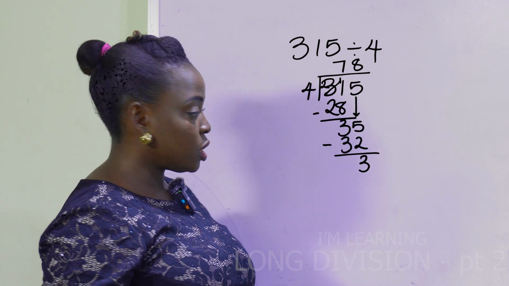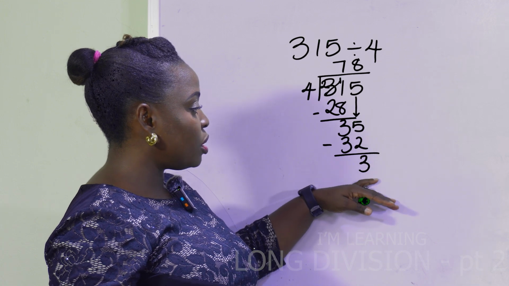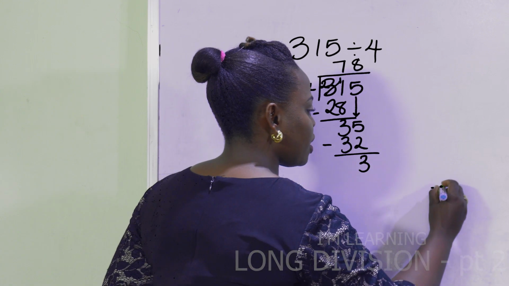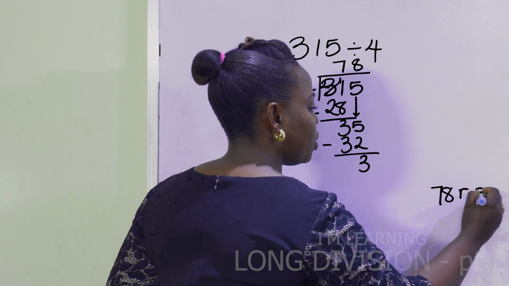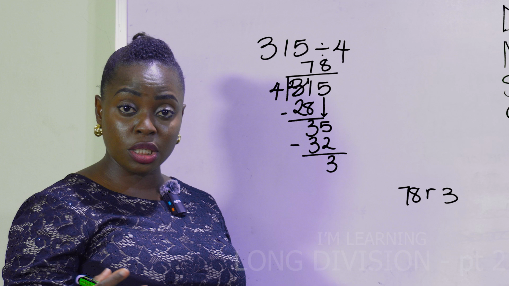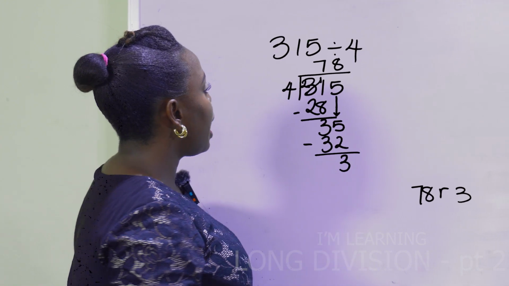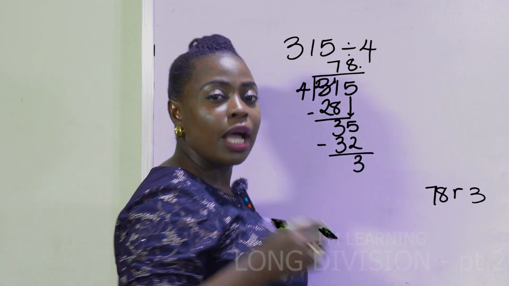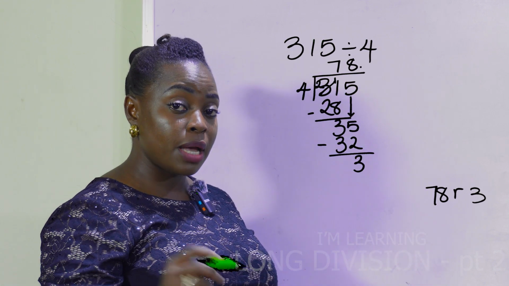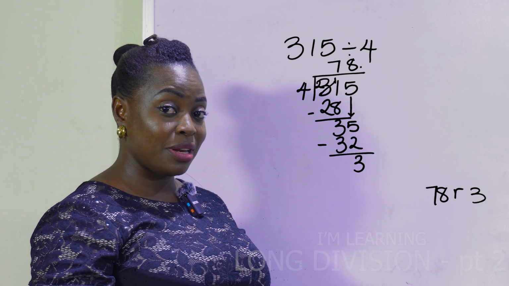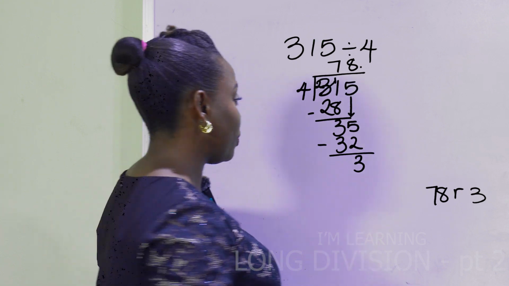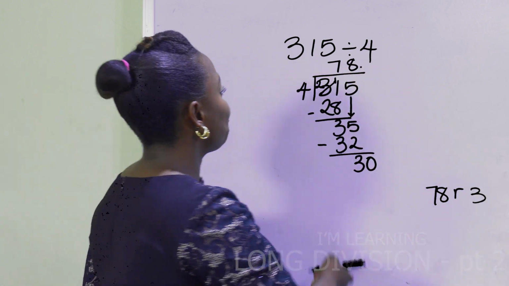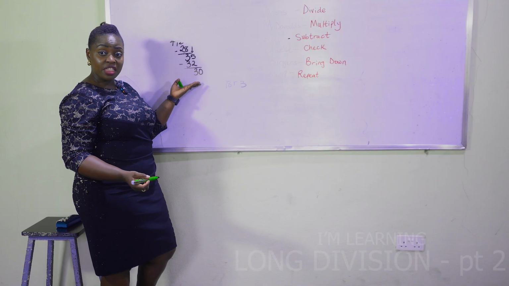Now, at this point, my remainder is 3, but it is smaller than 4. And remember, we are not saying 78, remainder 3 at this point. We want to be able to work it out to decimals. And that is where my magical decimal point comes in. That decimal point allows me to keep adding zeros to all of my remainders until I'm done solving the problem. Now I'm going to add a 0 here because of that decimal point. All right, now so we have 30.